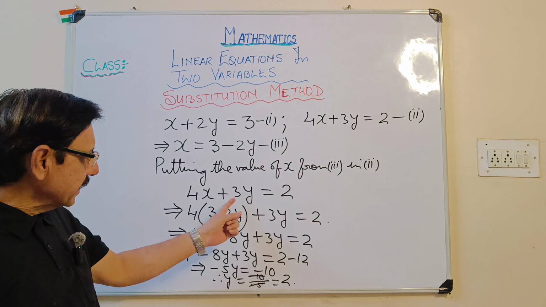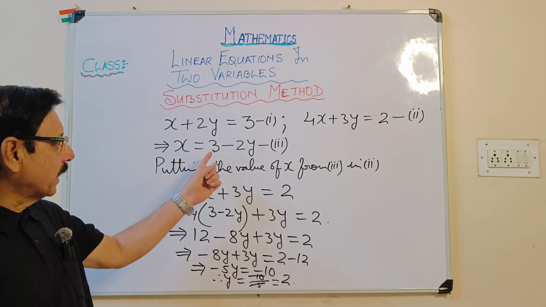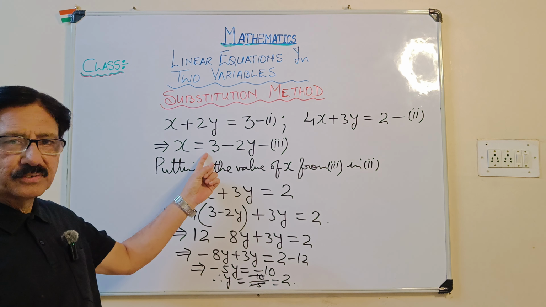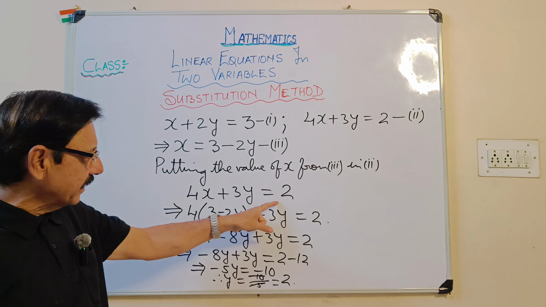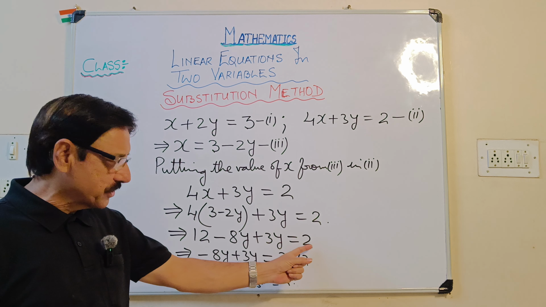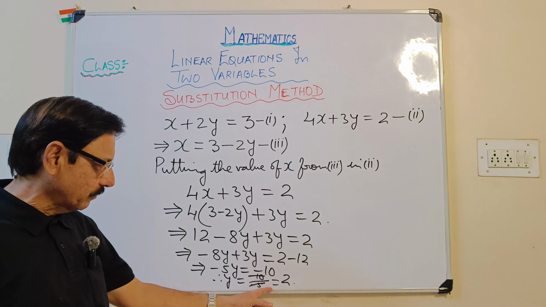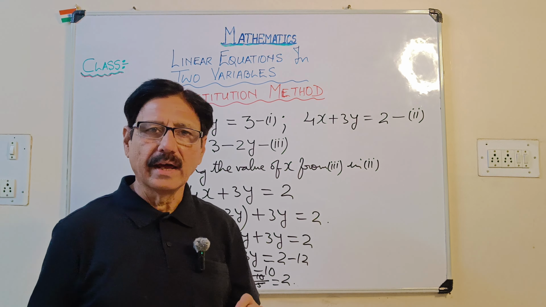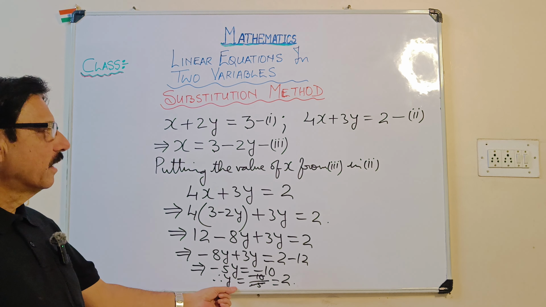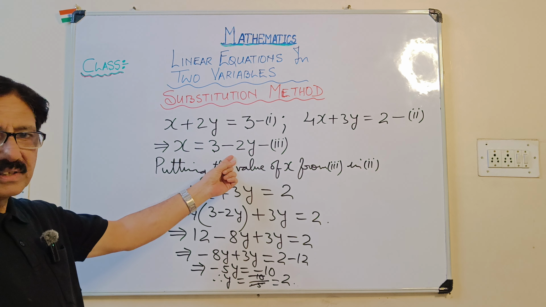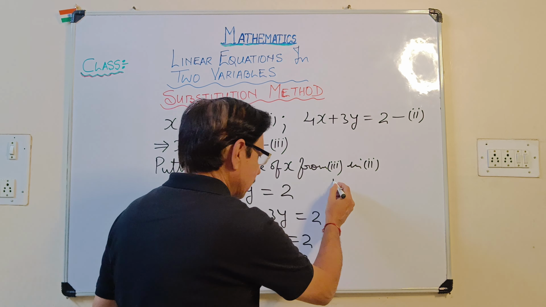So just by substituting the value of x from third in second, we converted it into a linear equation in one variable. We got a linear equation in one variable, and this very easily we have solved, and we got the value of one of the variable y. Now what we will do, we will put this value of y again in the third equation. So we will get the value of the second variable x.